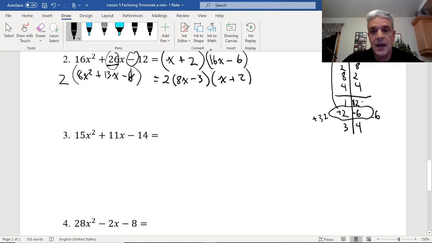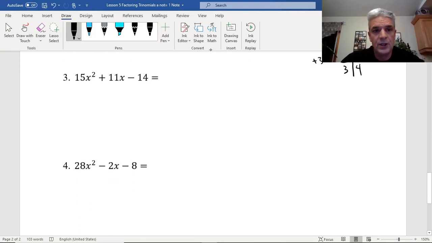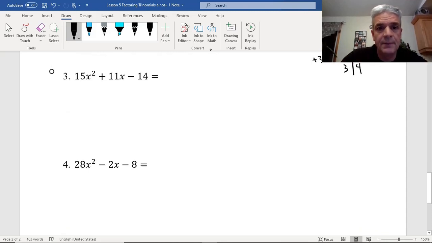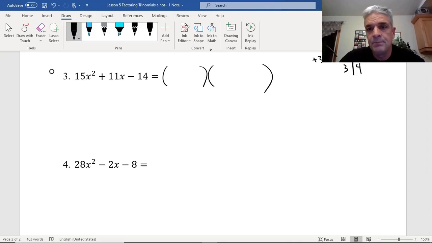All right, let's do another example, okay? So we'll do this one here, 15x squared plus 11x minus 14. And again, bracket and bracket, and I'm going to do a T method, okay? Running out of a little room here, but I'll make it work.